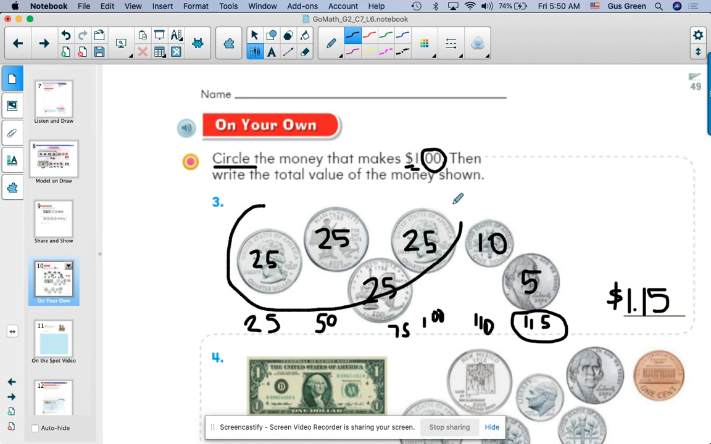I can circle the amount that makes the dollar. All right, good luck today. Ask questions if you need help. I know this lesson's not super easy.